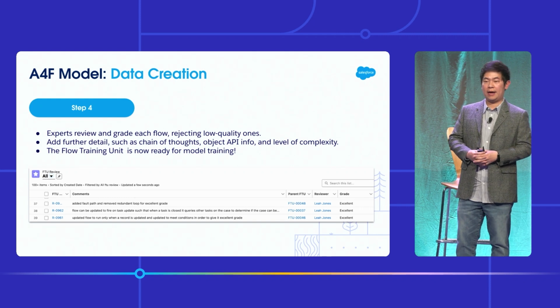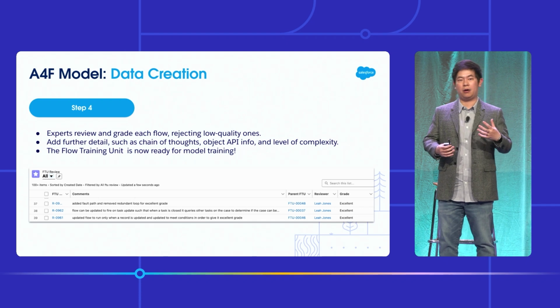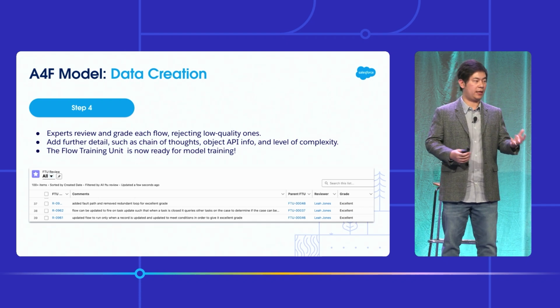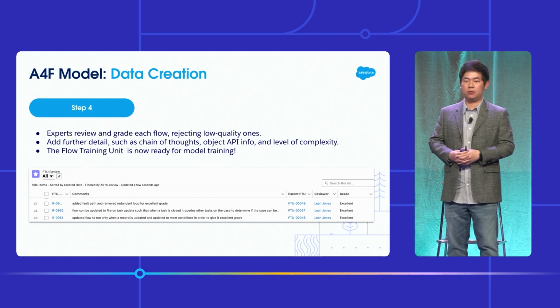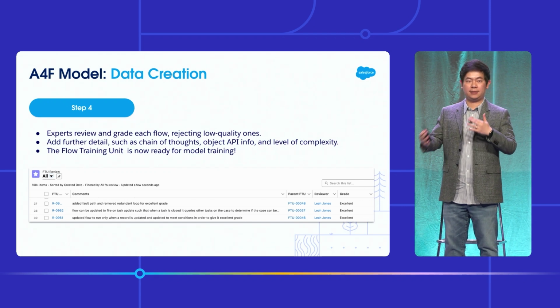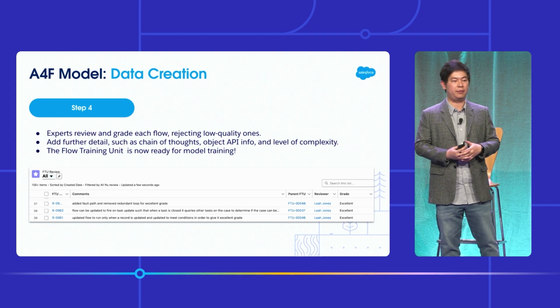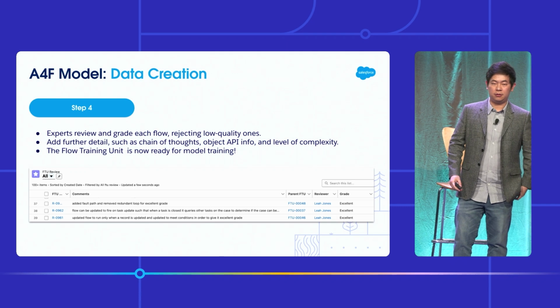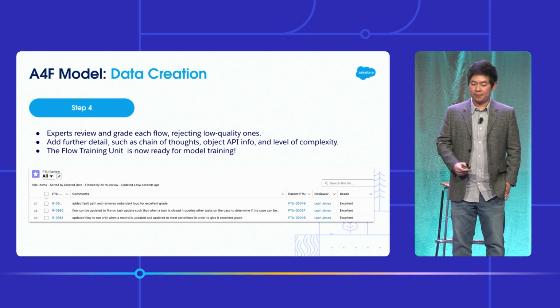And we also add information about object and field APIs. That means our model can understand which custom objects and fields you would use, and we can support that as well. We have also added the level of complexity, just to give the model a sense of how complex the task is ahead of time, before generating the details. So after we have done all of this work, the data will be ready for training.